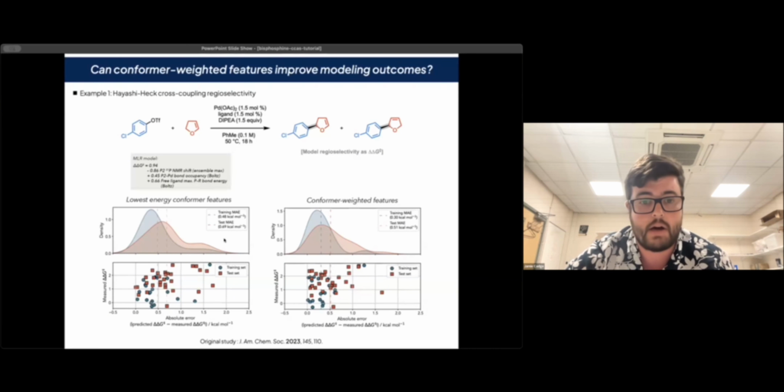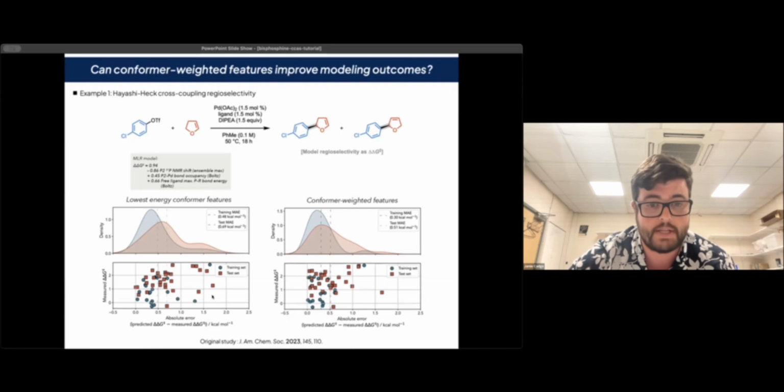If we have a look at our test mean absolute error, we go from 0.51 kilocalories per mole, and then this increases when we go to our lowest energy conformer features to 0.69 kilocalories per mole. You also see the distribution of these red dots on the bottom here, which are the individual ligands displaying their error on the x-axis. So we have more ligands in red in our test set which have a higher error than the ones on the right.